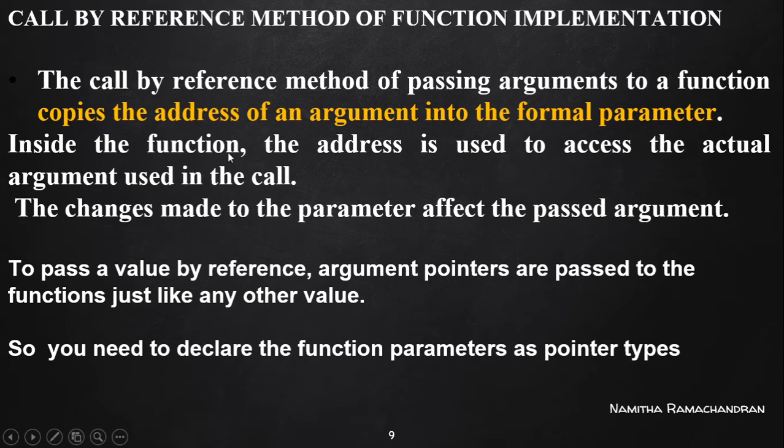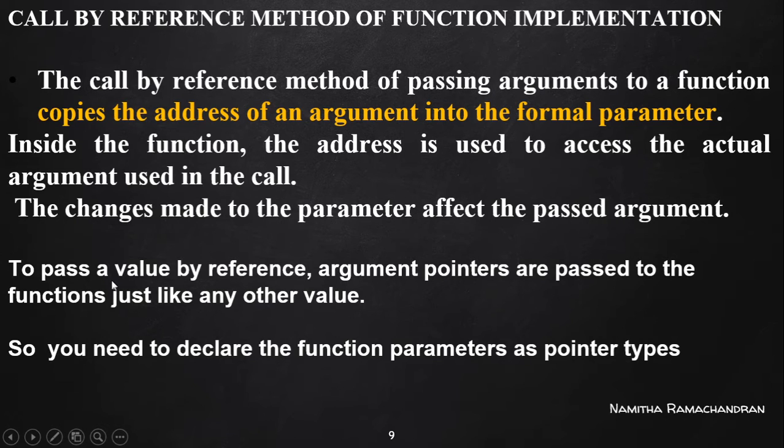Inside the function definition, the address is used to access the actual argument used in the function call. So inside the function definition, we use the address of our actual argument. The changes made to the parameters directly affect the passed argument. Here we need to pass the address of our actual arguments to the function definition, so that any changes made to the parameter directly get reflected on the actual argument itself.